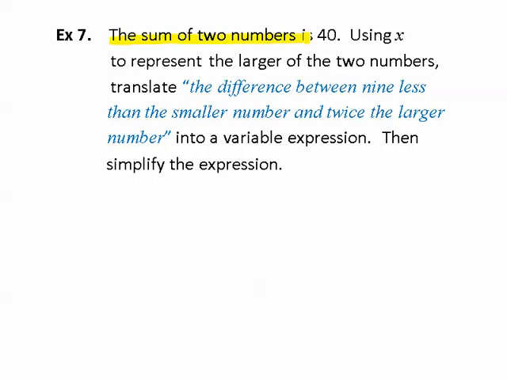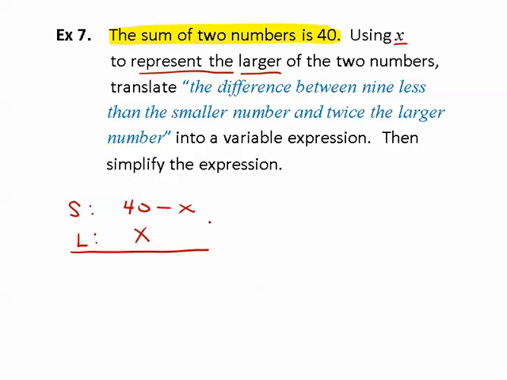So the sum, that total is given in the problem. And remember, when that happens, what we're going to do is let one thing in the list be x, and the other is going to be the total minus the x. So we have a smaller and we have a larger number. Well, in this problem, it tells us to use x to represent the larger number. So x is the larger number. So the other number has to be the total minus the x.